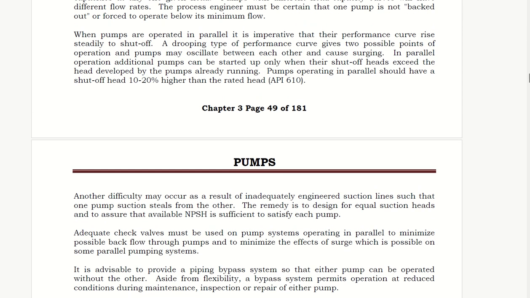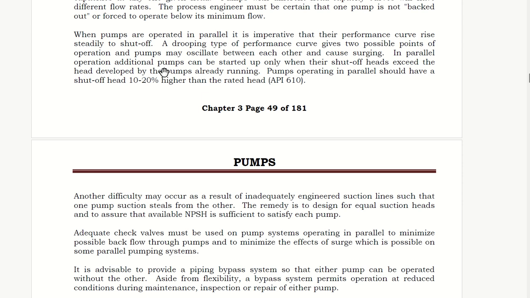And some more things: when pumps are operated in parallel, it is imperative that their performance curve rises steadily to shut off. A drooping type of performance curve gives two possible points of operation, and pumps may oscillate between these and cause surging. Okay, so this is an important point for the parallel pump operation.